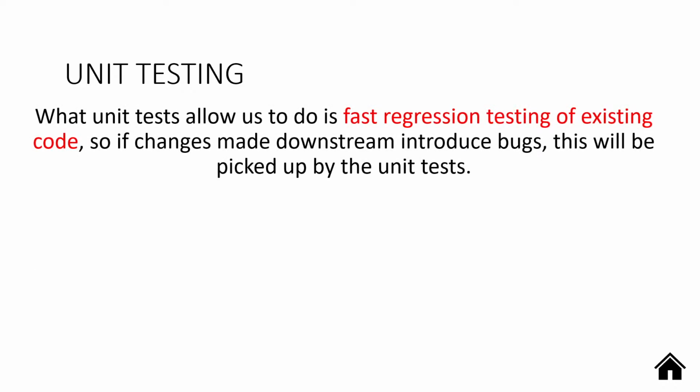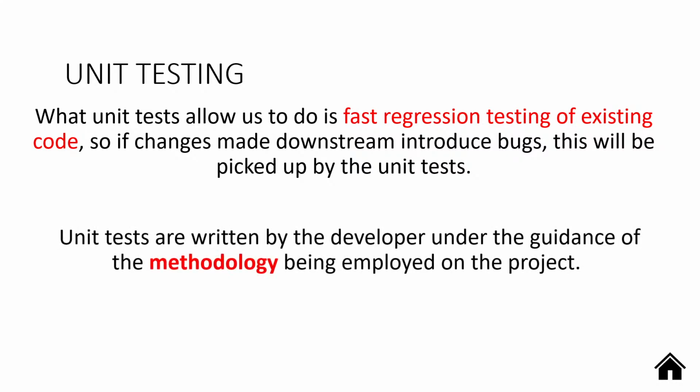So regression testing is when you're moving through your program and you're testing different parts of it and you are changing parts to make it better or make it work, then regression testing is looking back to make sure that everything you've tested previously works now you've made those new changes. And if you don't do that, you're going to have a nightmare, because you might think you've fixed all the errors and then you run your program at the end and you've got a load of new errors because you've been changing stuff throughout your program. So if changes made downstream introduce bugs, this will be picked up by the unit tests.